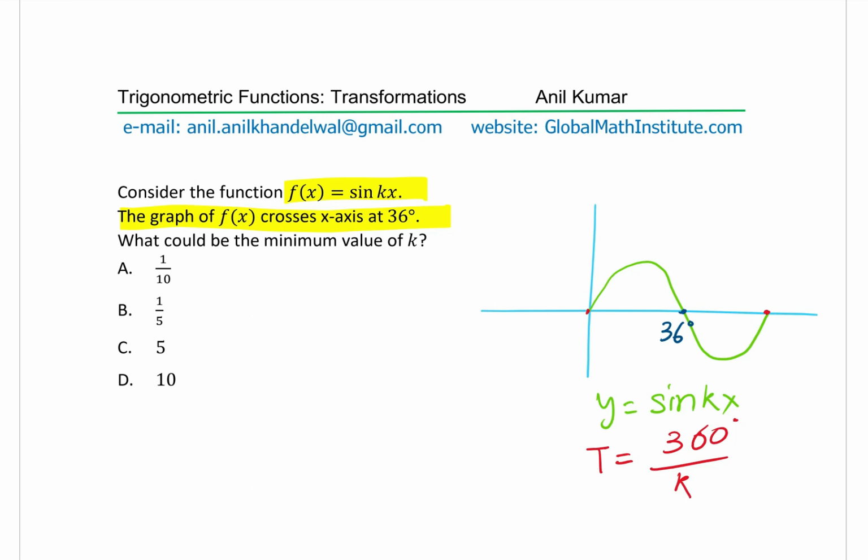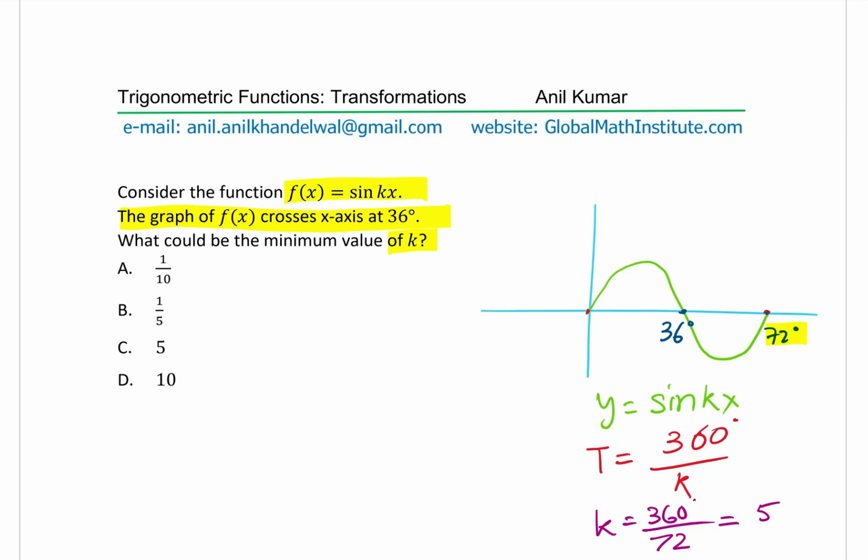So that really means that the period for this particular wave will be 72 degrees. So that should give you the value of k, which we need to find. I hope that makes sense, correct? So the value of k can be found. We know 72 degrees is the period. So k will be equal to 360 degrees divided by 72, and that gives you the value of 5.